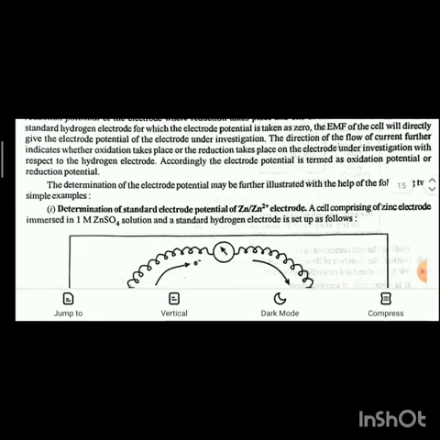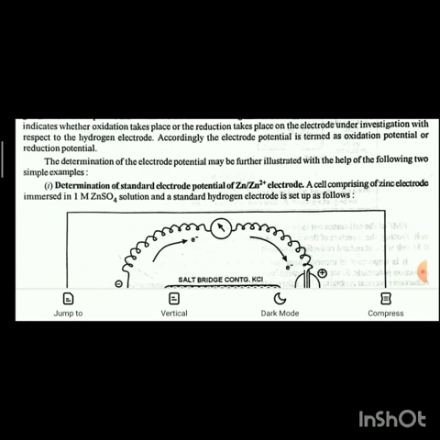The direction of the flow of current further indicates whether oxidation or reduction takes place on the electrode under investigation with respect to the hydrogen electrode. Accordingly, the electrode potential is termed as oxidation potential or reduction potential. The determination of electrode potential may be further illustrated with the help of the following two simple examples.